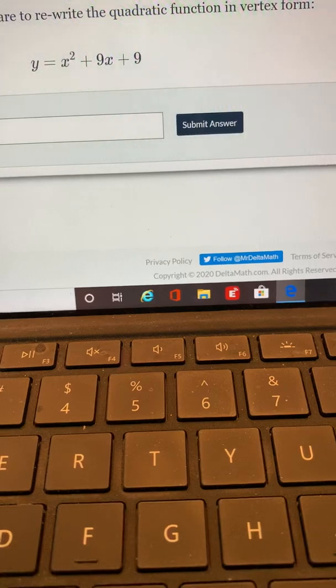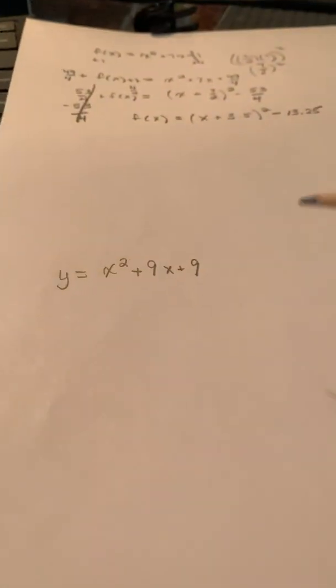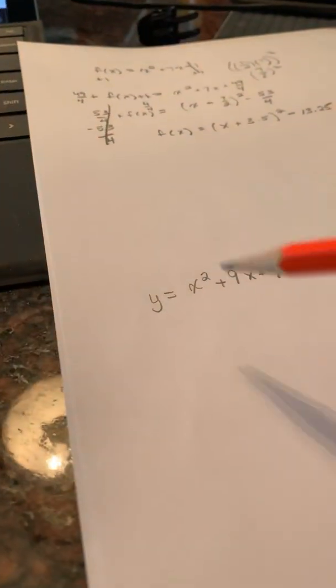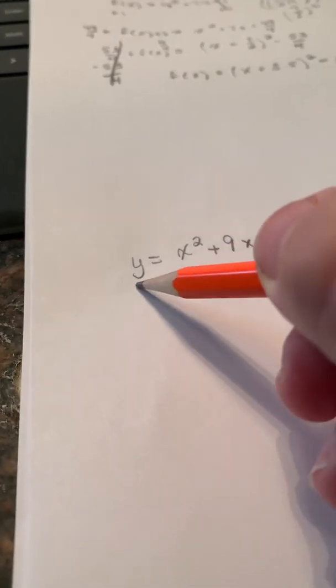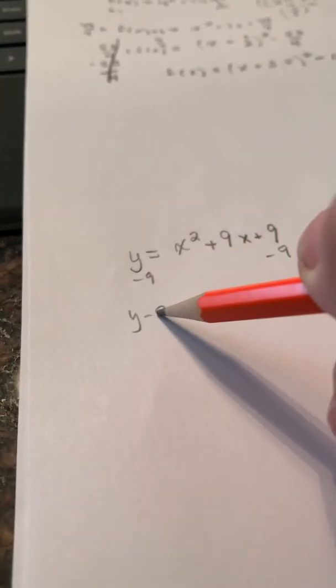Okay. I'm going to pick up my pace a little bit on this, and I hope I can keep this steady for you. It seems like sometimes when I go to write, the camera focuses on my hand, so it gets blurry for a second. I apologize about that. I'm going to subtract that constant out from both sides first.